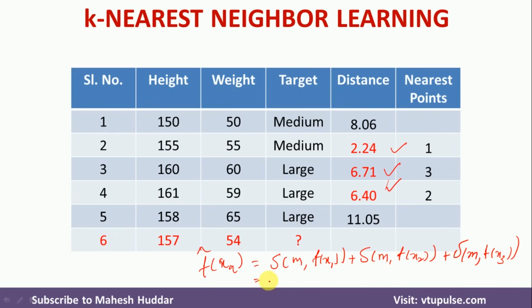Now delta of medium comma f of x1. What is f of x1 here? It is medium, so I will write medium here. Plus delta of medium comma f of x2 is what? Large, so I will write large here. And then plus delta of medium comma large again, because the third one is also large. If both of these are the same, that is a is equal to b, the value is 1, so this will be 1, this will be 0, and this is also 0. So 1 plus 0 plus 0, the value of this function is 1 in this case.